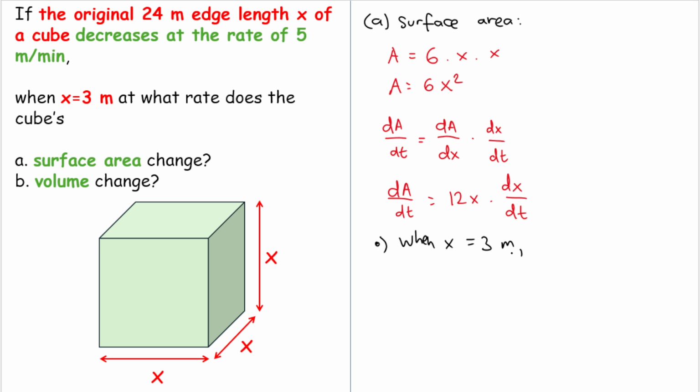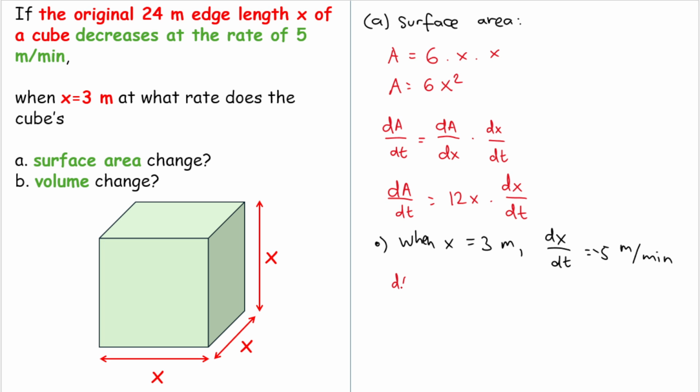And also we have another numerical value here: decreases at the rate of 5 meter per minute. That means that our dx over dt is equal to 5 meter per minute. However, it is decreasing, so I have a negative sign here.